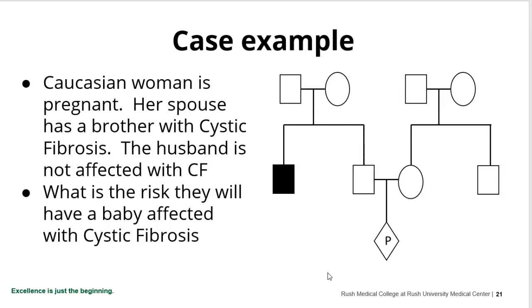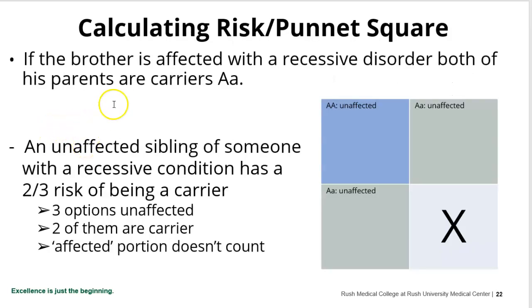A Caucasian woman is pregnant. Her spouse has a brother with cystic fibrosis. The husband is not affected with cystic fibrosis. What is the chance that they will have an affected baby? Okay, so whether I call it cystic fibrosis or any other kind of recessive disorder, the first thing: if the brother is affected with a recessive disorder, then both of his parents have to be carriers. So what's the chance that the husband, the person that we're worried about, is a carrier?